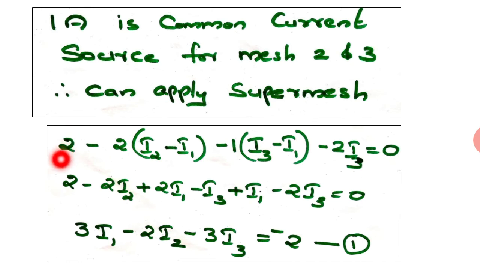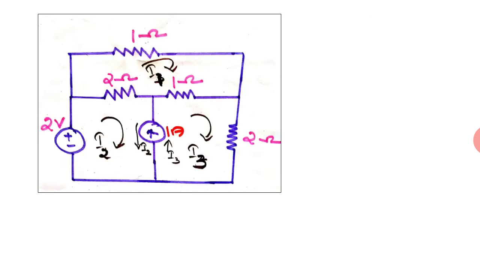2 into 2 minus 2 into I2 minus I1 minus 1 into I3 minus I1 minus 2 I3. That is this 2 I3. Okay, once again I will say how we will write the equation for the supermesh concept. If there is a common current source like this, which is common to both meshes, we will go to the supermesh concept. Supermesh means if we consider this common current source as if there is no current source, then we will consider these two meshes as one mesh.